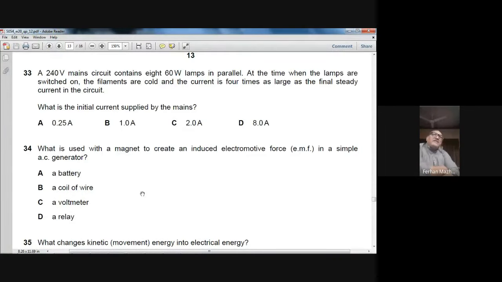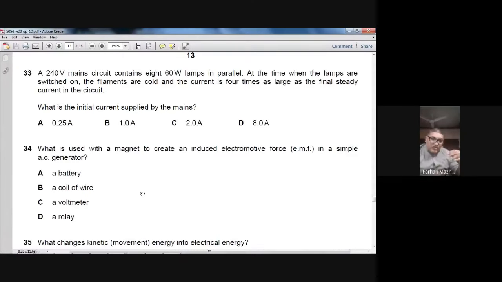A 240-volt mains circuit contains 8 60-watt lamps in parallel. At the time when the lamps are switched on, the filaments are cold and the current is 4 times as large as the final steady current in the circuit. What is the initial current supplied? Oh, yes. When you start the lamps, the current is 4 times. I just calculated it. 2 amps, this is right.